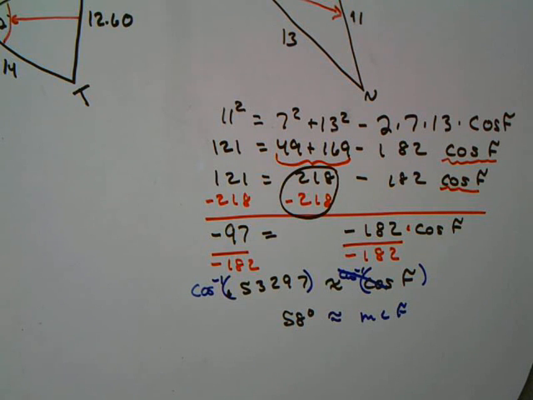So, two ways to use the law of cosines. When you're looking for an angle measure, always arc cosine. You're going to need that inverse cosine. When you're looking for the side length, just put everything in the formula, run it on through, and square root your answer. So, hope this helps. Enjoy the law of cosines, and I will see you in class.